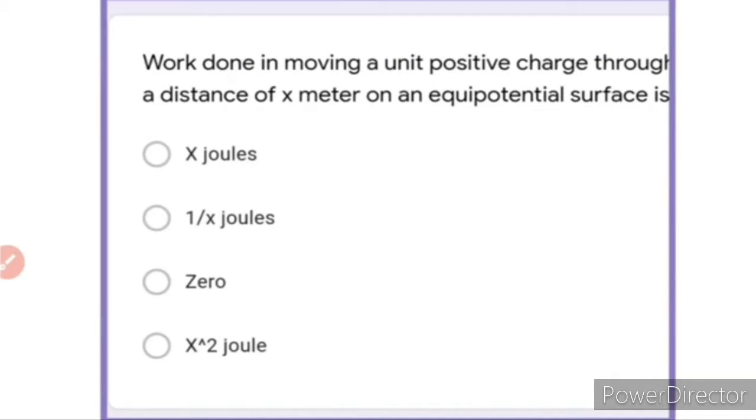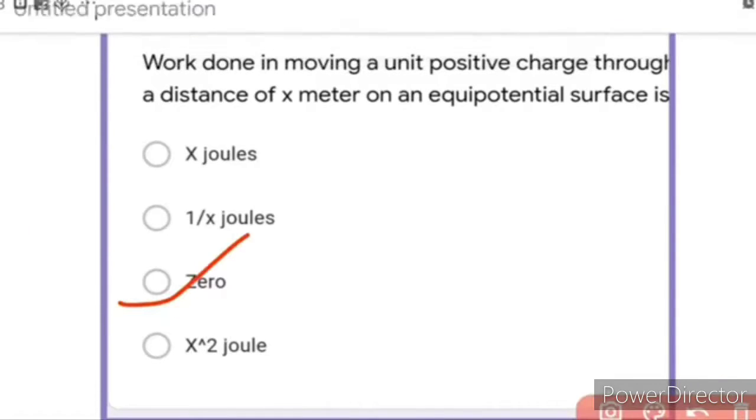Now this question: work done in moving a unit positive charge through a distance of x meter on an equipotential surface is. Surely it is 0. So the answer is 0.